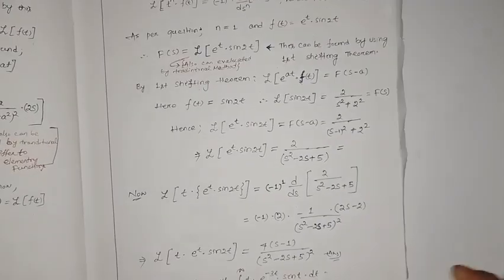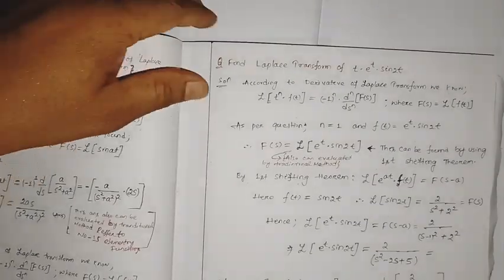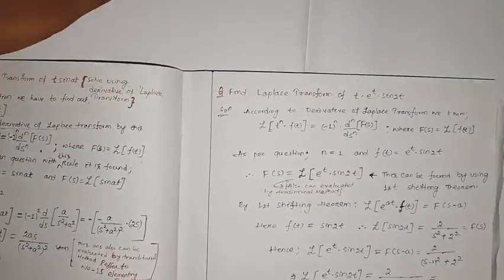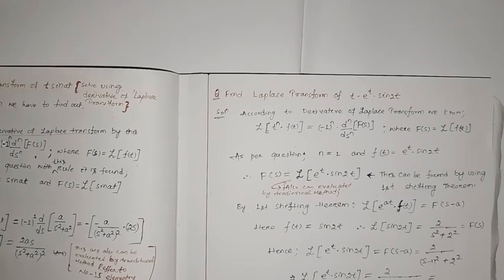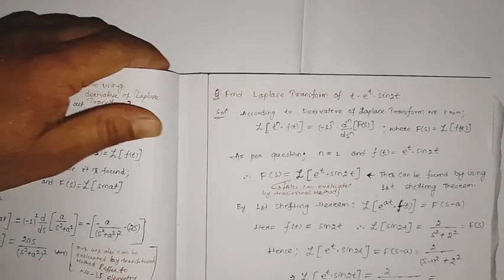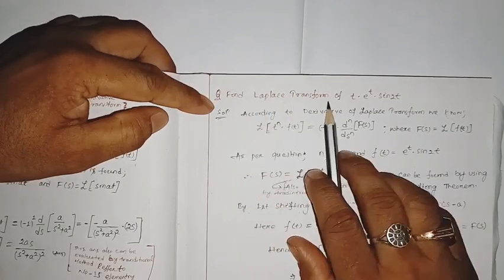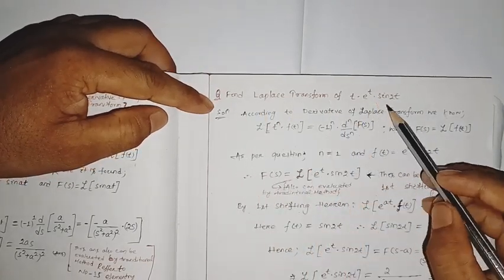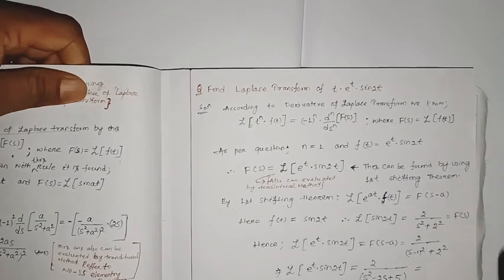Next we are going to go for another numerical which will be based upon this property, that is the derivative of Laplace transform. Find the Laplace transform of t into e to the power t sine 2t.